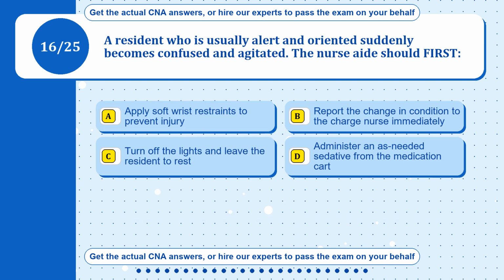Question 16. A resident who is usually alert and oriented suddenly becomes confused and agitated. The nurse aide should first: Option A, apply soft wrist restraints to prevent injury. Option B, report the change in condition to the charge nurse immediately. Option C, turn off the lights and leave the resident to rest. Option D, administer an as-needed sedative from the medication cart.